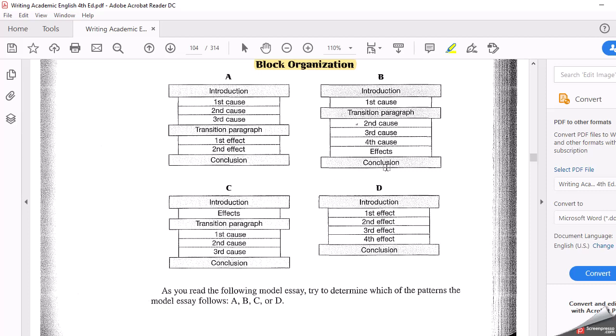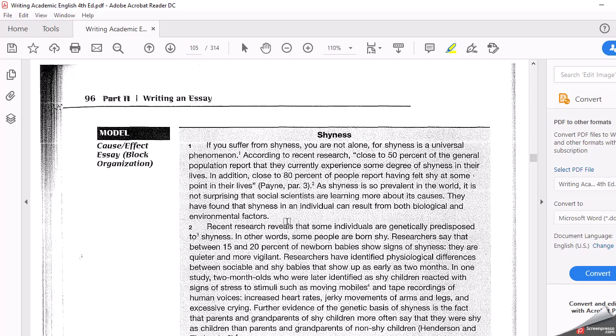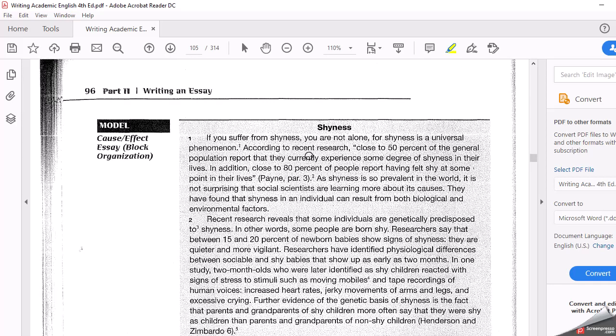This type of organization here doesn't have a transition paragraph because we have said that the transition paragraph is not obligatory. Sometimes we can skip it. And we have also effects, we have transition paragraph, then we have causes, and we have conclusion, and so on and so forth.